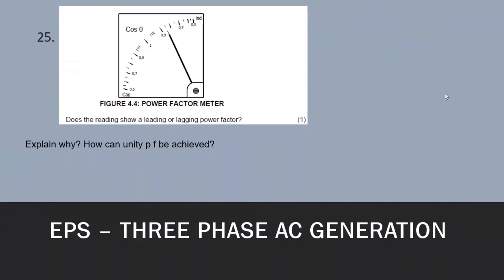Right, the next one is power factor. So something that one needs to look out for here is the word IND on the top and CAP at the bottom of the meter. IND means inductor and CAP means capacitor. Does the reading show a leading or lagging power factor? Explain why. How can unity power factor be achieved?